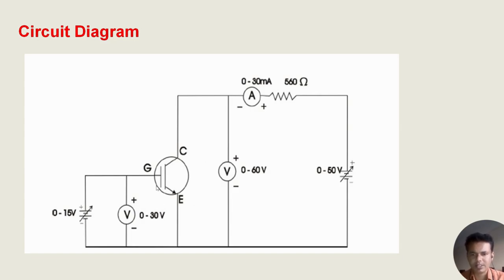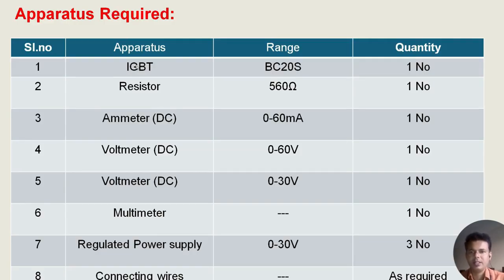So this is the circuit diagram. We have an IGBT with the terminals called gate, collector and emitter. The gate to emitter voltage we are providing is 0 to 15 volts, and the collector to emitter voltage is 0 to 50 volts. We have a voltmeter across the collector to emitter, an ammeter to see the collector current, and a voltmeter across the gate to emitter to measure the gate to emitter voltage. The apparatus required are: IGBT, resistor, ammeter, voltmeter, multimeter, RPS and connecting wires.